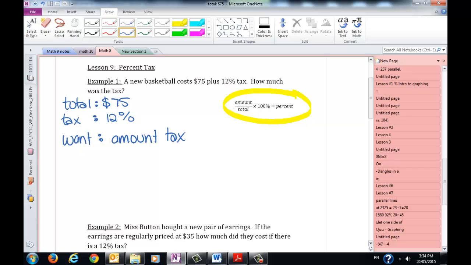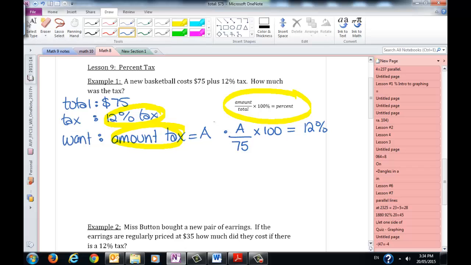So my amount tax, I'm going to call it A because I don't know what it is. I know the total price of the basketball was $75, multiplied by 100, is equal to the percent tax. Notice again we have amount tax, and this is our percent tax. Again, the percent and the amount are both tax, and therefore they're like. And now I can just go ahead and start to solve this.